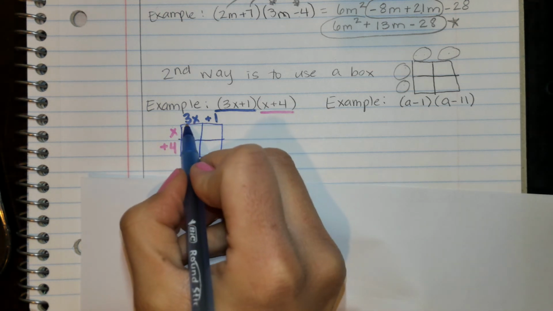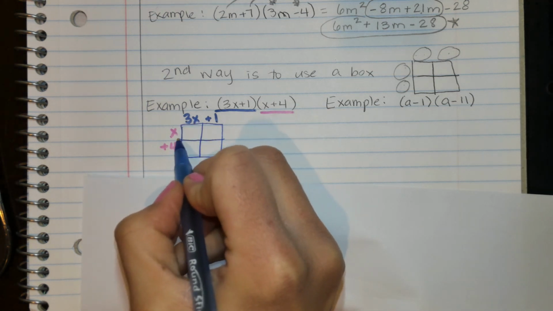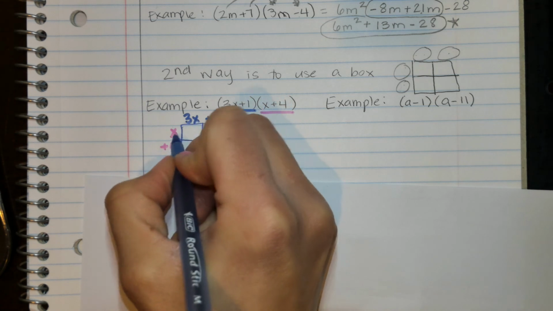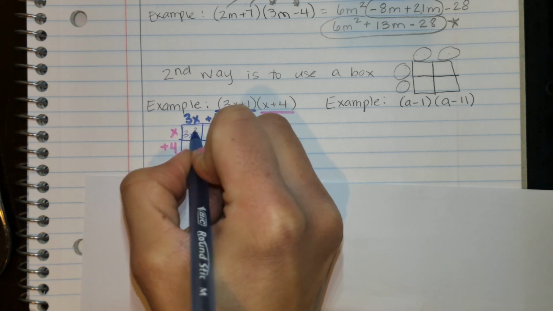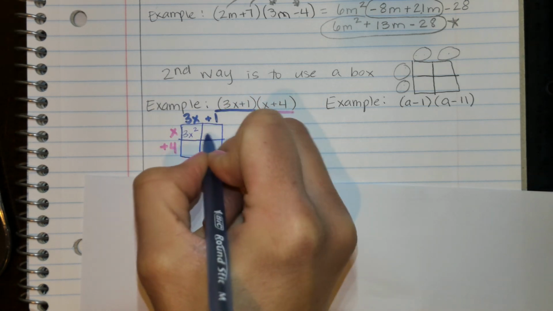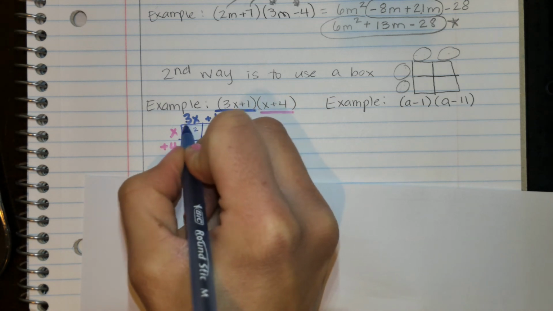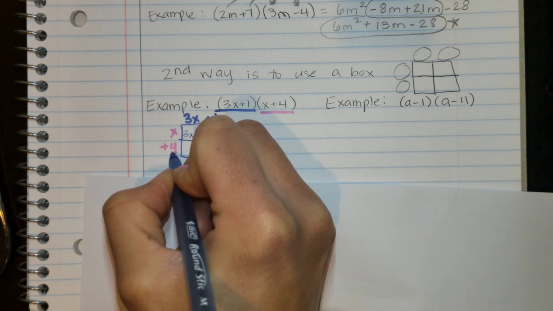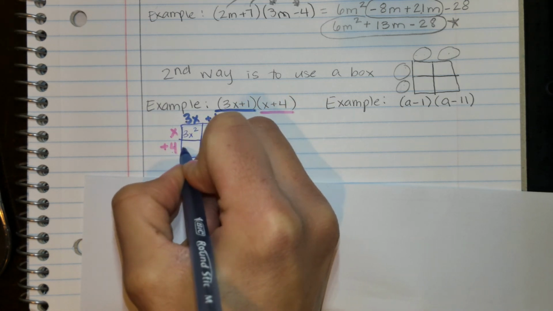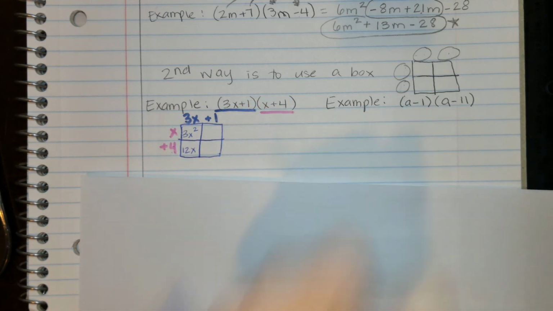So it's like the top and the side multiply together. So I'd go 3x times x is 3x squared. And then I can go down or to the side, it doesn't matter. But 3x is on the top. That would multiply times the 4. 3 times 4 is 12. And then it has the x.